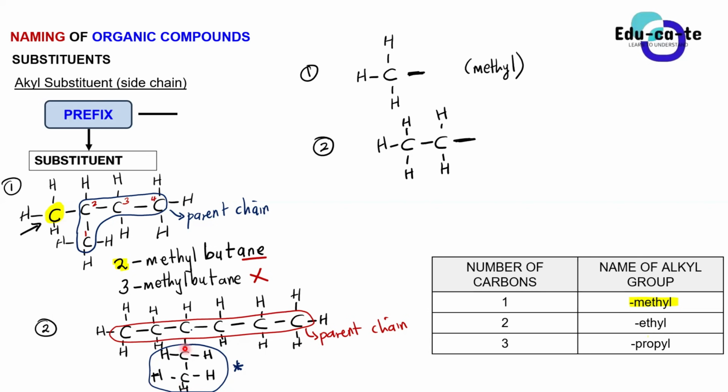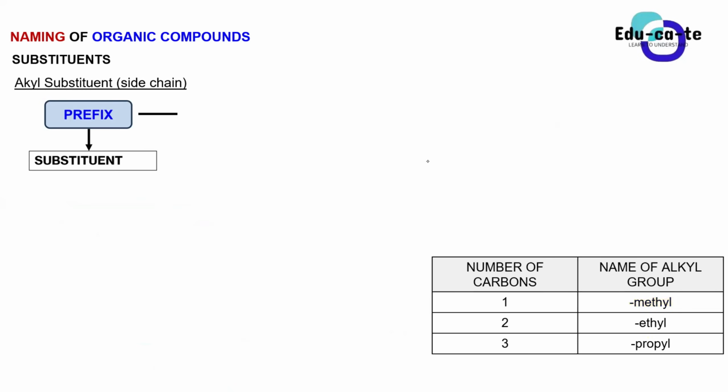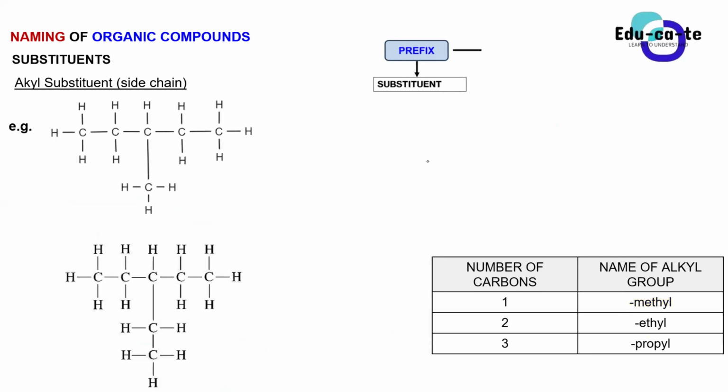So if this substituent consists of 2 carbons, we say it's an ethyl group. So we use ethyl group. You hardly do propyl, guys. In grade 12, you are most likely to just end at ethyl. So these are our substituents. Now let's look at these examples and try to name this. We're having this as our example 1. Let's give it its name.